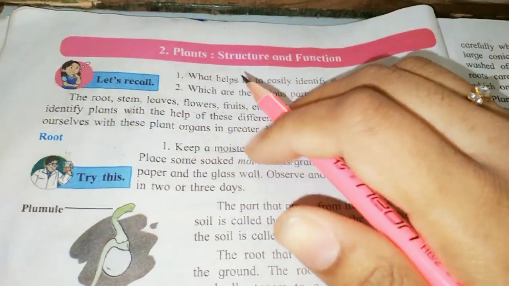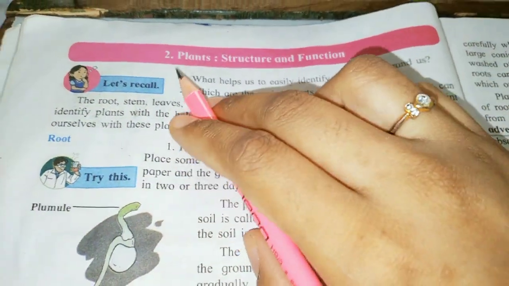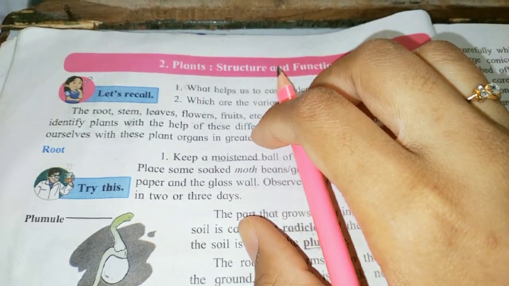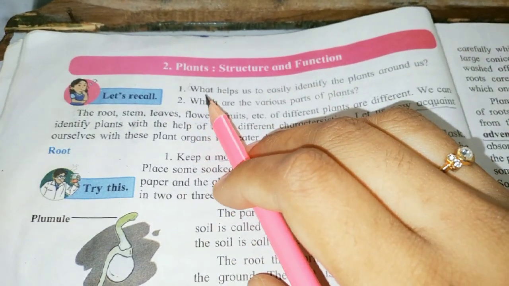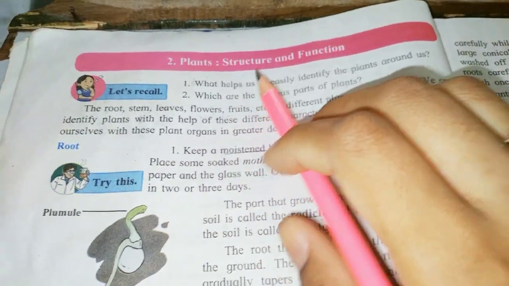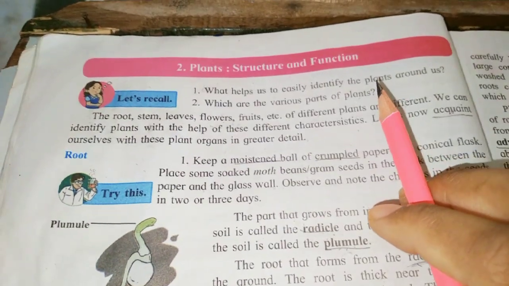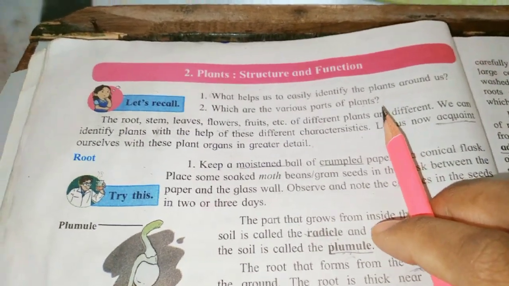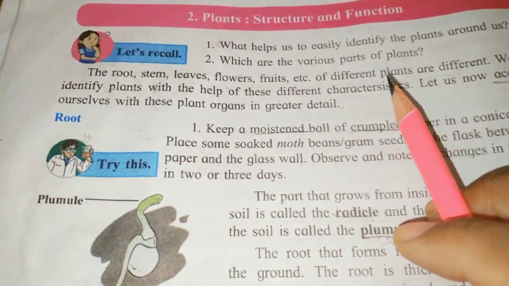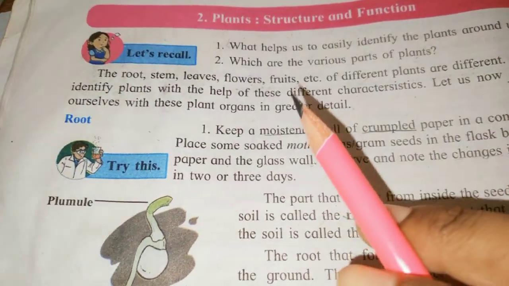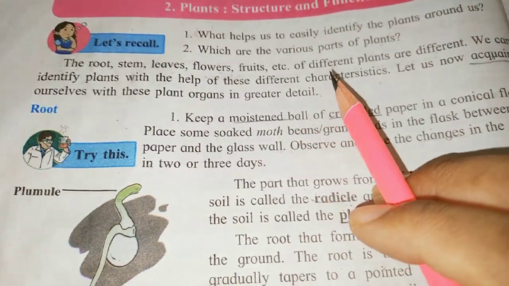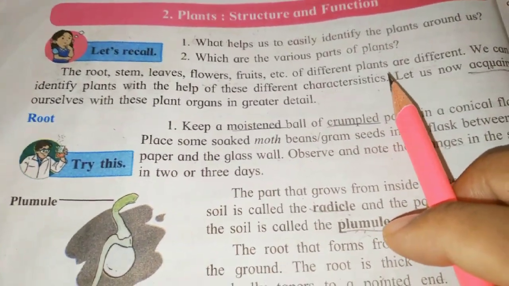So we are going to start with the new lesson, that is lesson number 2, plants, structure and function. So let's recall what helps us to easily identify the plants around us, and second question is which are the various parts of plants. So the root, stem, leaves, flowers, fruits, etc. of different plants are different.